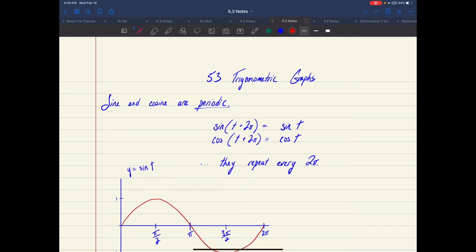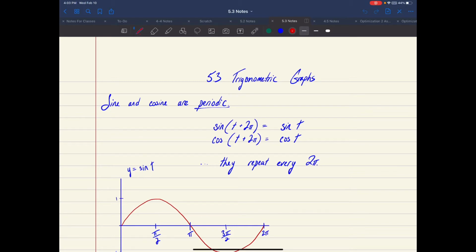This week we're going to look at trigonometric graphs. Graphing these is very similar to everything else you've ever graphed. All of the transformations work in the same way. It's just that we're using trig functions. So the first thing you need to know is that sine and cosine are periodic.